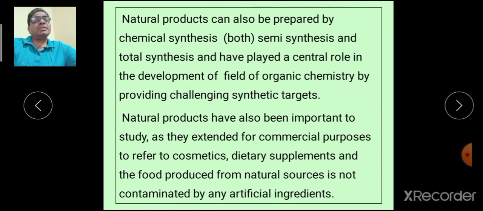These can also be prepared by chemical synthesis, both by semi-synthesis and total synthesis. And these products have played a central role in the development of the field of organic chemistry by providing challenging synthetic targets. These products have also been important to study as they extend to commercial purposes, referring to cosmetics, dietary supplements and food. The produce from the natural source is not contaminated by any artificial ingredient. That is, this is a safe food.